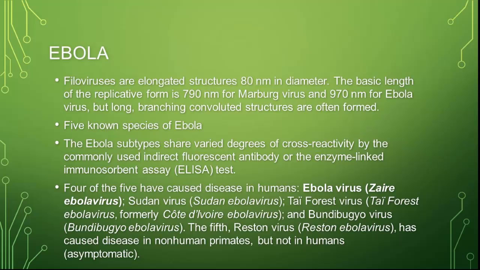Like we talked about, there are 5 known species of Ebola, and they all share a certain degree of cross-reactivity by ELISA. Four of the 5 cause disease in humans: the Zaire Ebola virus, the Sudan, the Tai Forest, and the Bundibugyo. The 5th, the Reston virus, has caused disease in monkeys or macaques, but not in humans. It can infect humans, but it hasn't caused disease.